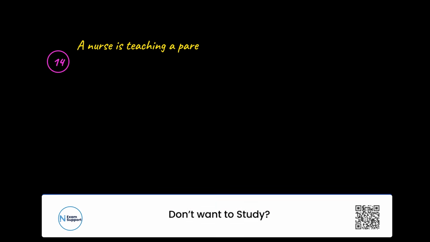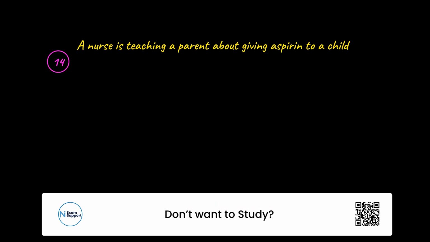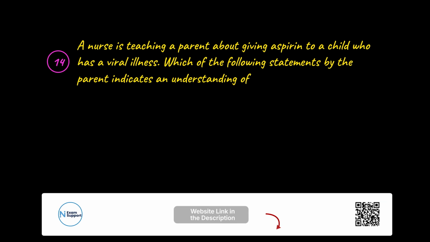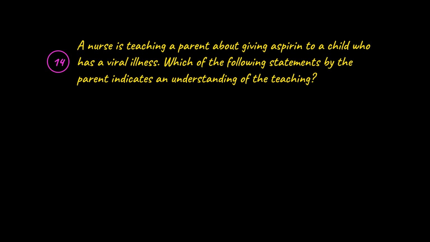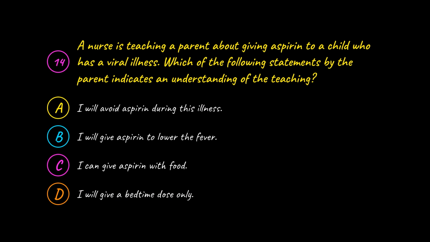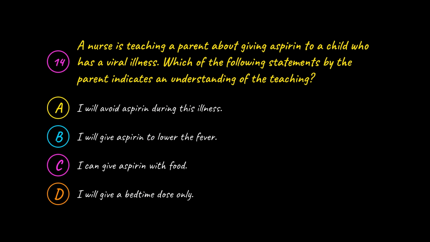Question 14. A nurse is teaching a parent about giving aspirin to a child who has a viral illness. Which of the following statements by the parent indicates an understanding of the teaching? Your options are A. I will avoid aspirin during this illness. B. I will give aspirin to lower the fever. C. I can give aspirin with food. D. I will give a bedtime dose only. Which would you go with? Lock it in before the reveal.